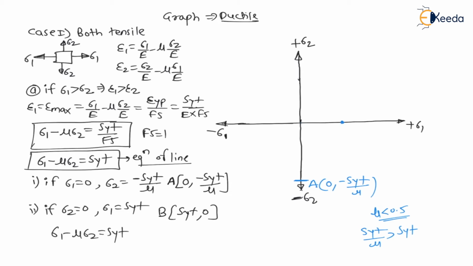Here there will be a point B. B is nothing but Syt comma 0, and a line passing through AB. We have to draw a line passing through AB. This line, now this line is passing through AB.